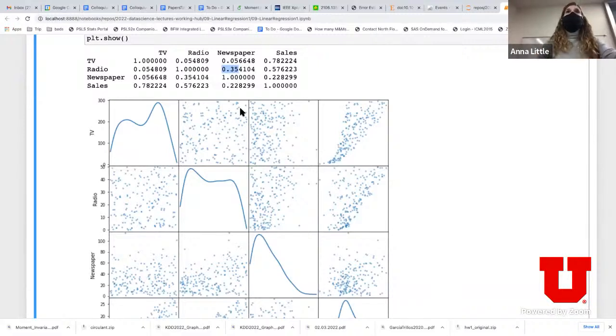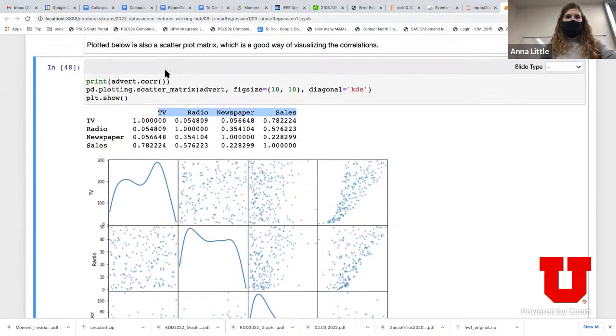Just double checking that the TV, radio, newspaper are just columns in this data frame. Yeah. And so is sales. All these are the 4 columns in the data frame. And so when you do this advert.corr, it's just going to do a little matrix computing the correlation between all of the columns.